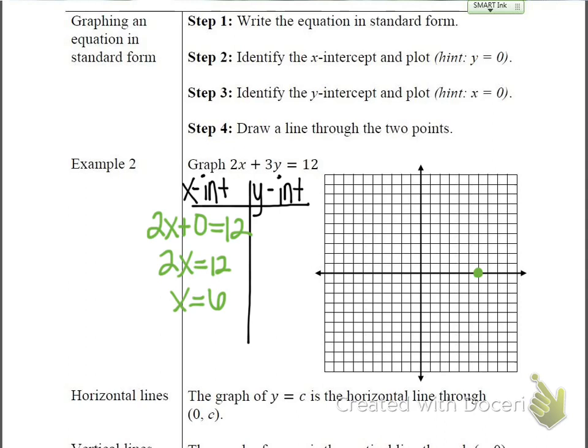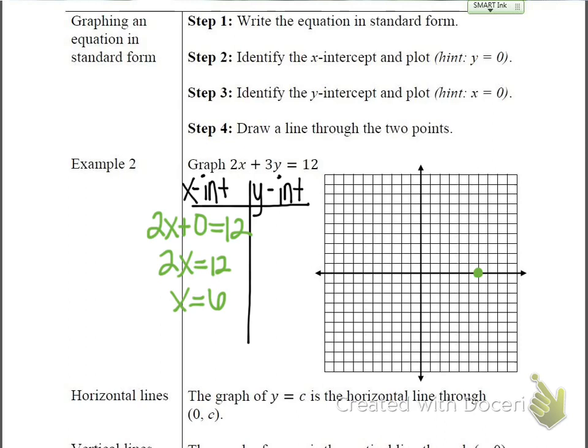Have any of you heard of the cover-up method? Okay, the cover-up method is saying that because I plug in 0 for y, that 3y totally went away, correct? If you guys notice, we could have covered up 3y, and what would we have been left with? 2x equals 12, which is what we ended up with anyway. The cover-up method is like a shortcut, so you don't have to write this step right here where you have the 0 in there. So let's try that on the y-axis.